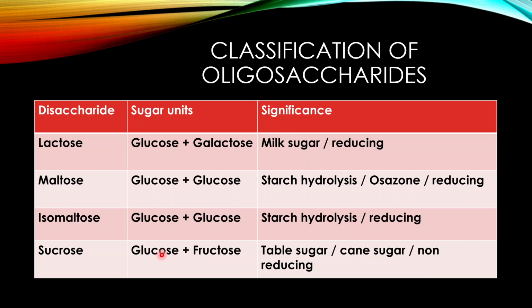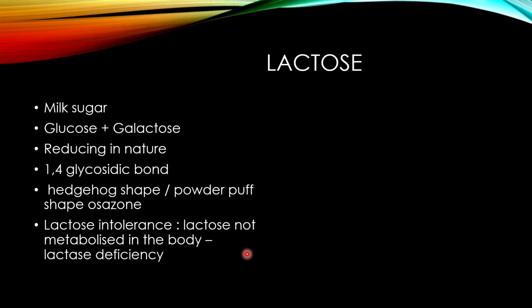Why is it non-reducing? Because in glucose and fructose the functional groups are in the bond, so the functional groups are utilized. The functional groups are not free. So as a result, sucrose is a non-reducing disaccharide.